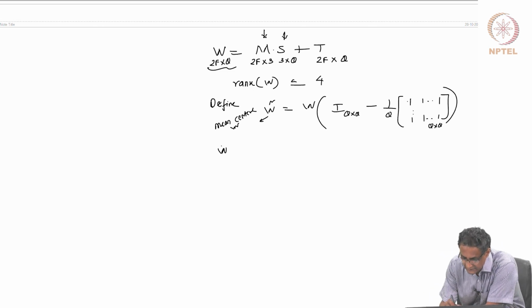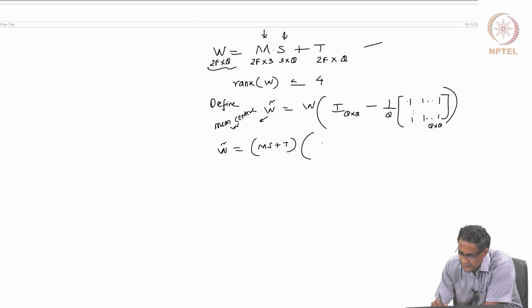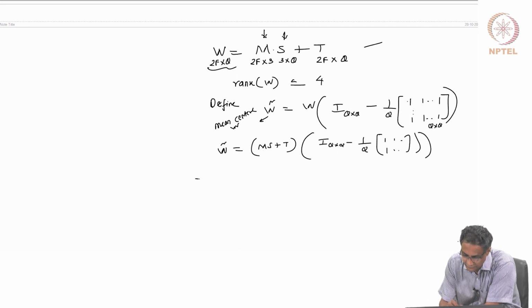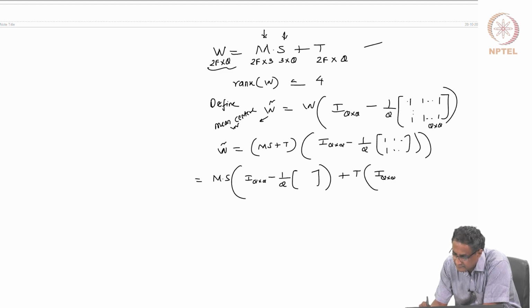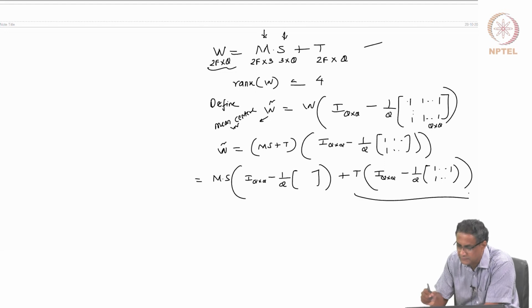Okay, now you replace W by W tilde, W by M S plus T. That is coming from here, and then you have the same I Q cross Q minus 1 by Q, all ones. So now if you expand this, it will be M S, and all these dimensions will match. There is no problem. I Q cross Q minus 1 by Q, plus T. T is a matrix, by the way. This is not a translational vector. Minus 1 by Q. So what will be the second term?